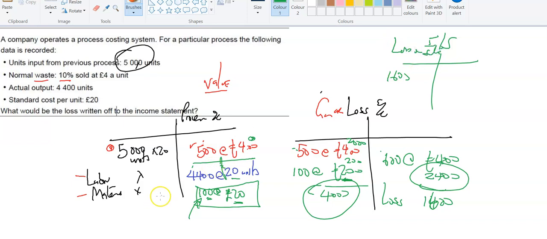You could have had an abnormal gain. Imagine gaining inventory as a result of efficiencies. You would value them at that £20 as well. Abnormal losses and abnormal gains are at the standard price that we expect. They're just lost because of your own poor efficiencies.